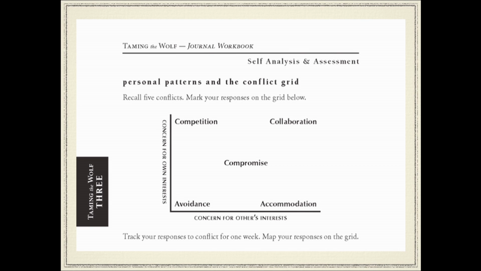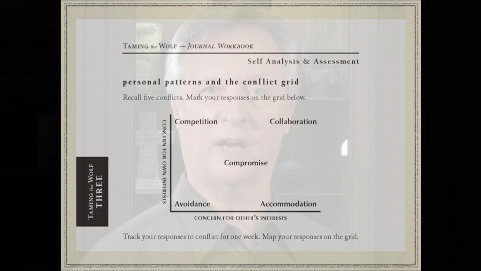Study this chart developed by Thomas and Kilmann. On the horizontal axis, we chart satisfying the needs of the other party. On the vertical axis, we chart satisfying our own needs. When we avoid conflict, we do not satisfy the other party's needs, and we do not satisfy our own needs. When we are solely interested in satisfying the needs of the other party, we accommodate. When we are solely interested in satisfying our own needs, we compete.